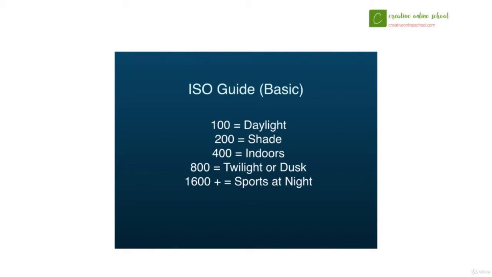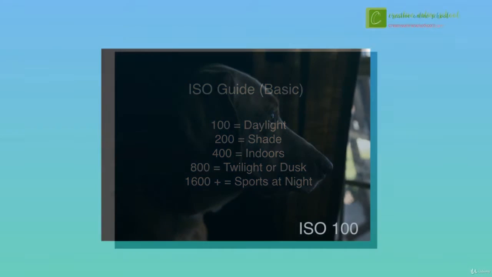Here's a basic guide for how to set your ISO. It says set your ISO to 100 for daylight, 200 for shade, 400 indoors, all the way up to 1600 or more for sports at night. Although it's a great guide, rather than memorizing that, you'll want to get an understanding that as you're getting into a darker situation, you're going to be raising your ISO number.